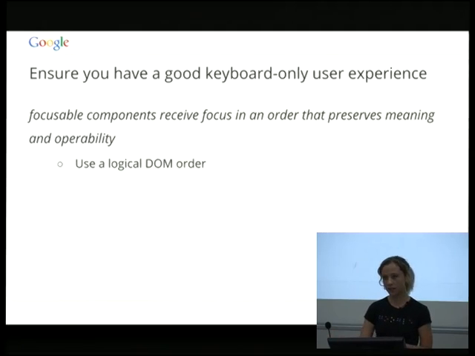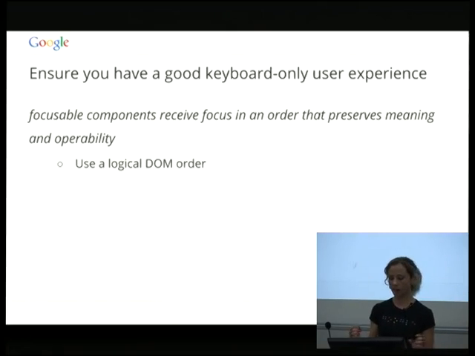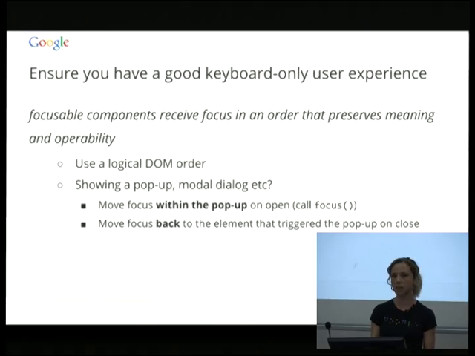All right, and so coming back to the Web Content Accessibility Guidelines recommendation again, focusable components receiving focus in an order that preserves meaning and operability. So obviously the best and easiest way to do this is to use a logical DOM order. So things like making sure that menu items are right after the button that activates the menu rather than right at the end of the DOM. Obviously, sometimes there are really critical reasons why it has to go somewhere else, and this is when you would use the tab index or manually focus things to ensure that the focus order is reasonable.